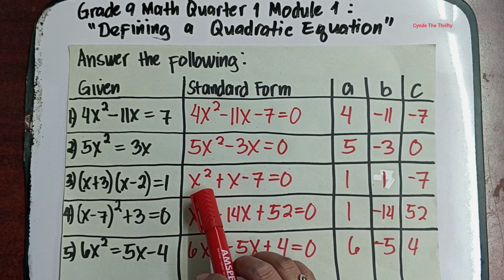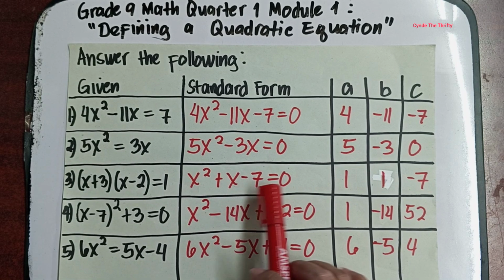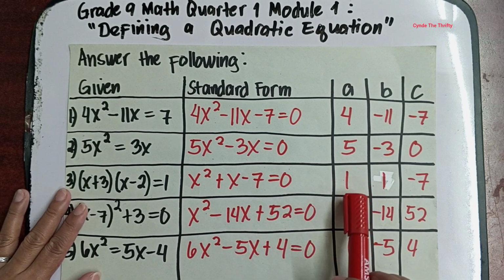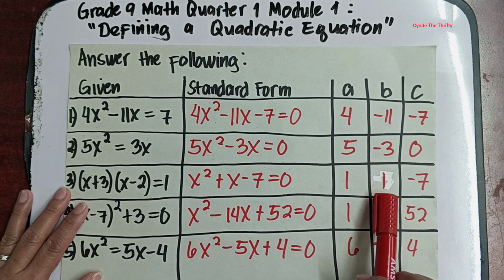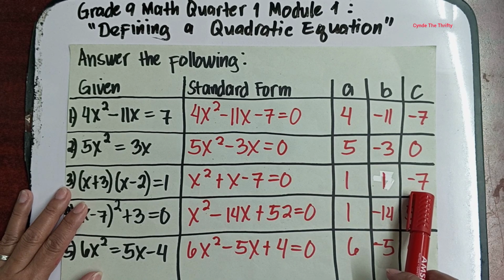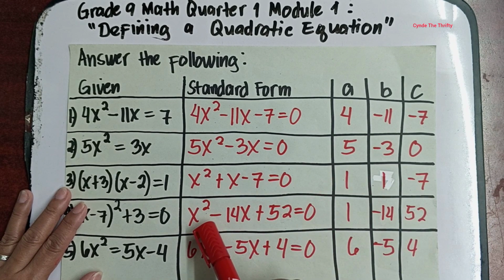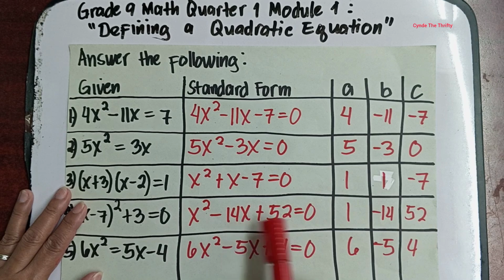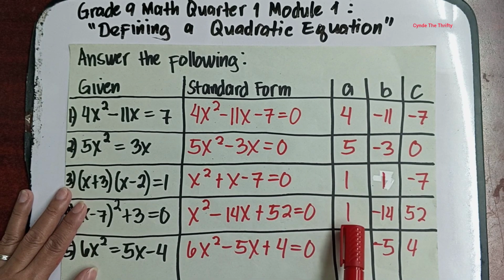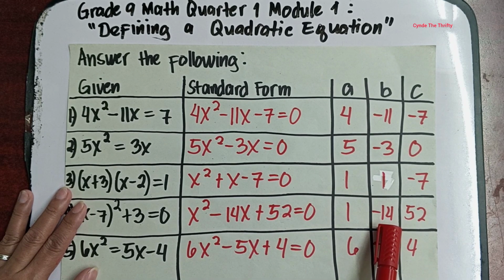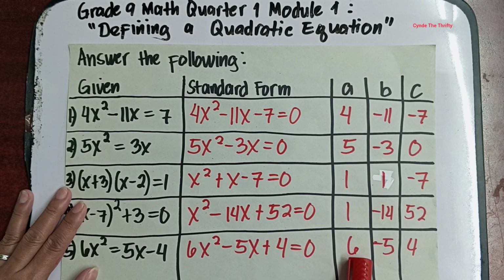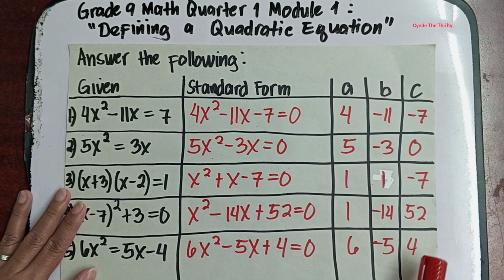Number 3, x squared plus x minus 7 is equal to 0. So, ang value ni A is 1, B is 1, and C is negative 7. Number 4, x squared minus 14x plus 52. So, ang value is 1, negative 14, and 52. And lastly, 6x squared minus 5x plus 4 is equal to 0. So, ang value ni A is 6, si B is negative 5, si C is 4.